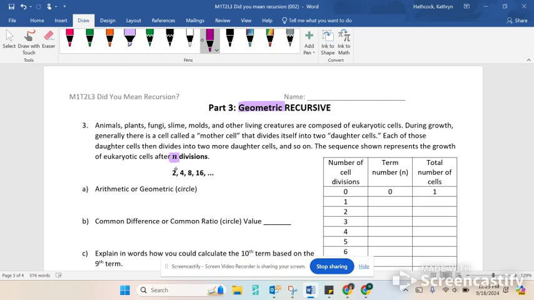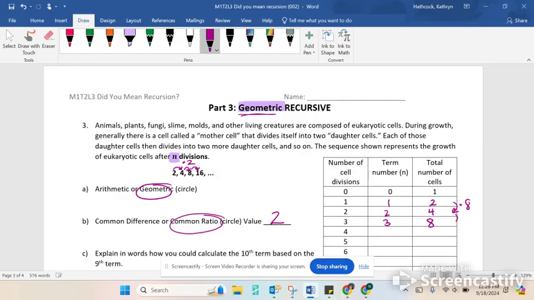Now, what I'm looking at is I'm trying to figure out how do I get from 2 to 4 and 4 to 8 and 8 to 16? What am I multiplying by? I know I'm multiplying because this is geometric, and I'm multiplying by 2. So I know this is geometric, I know this is a common ratio, and I'm multiplying by 2. So fill out this table again, just like we did on the first page. And I'm multiplying by 2 every time I have a new number.